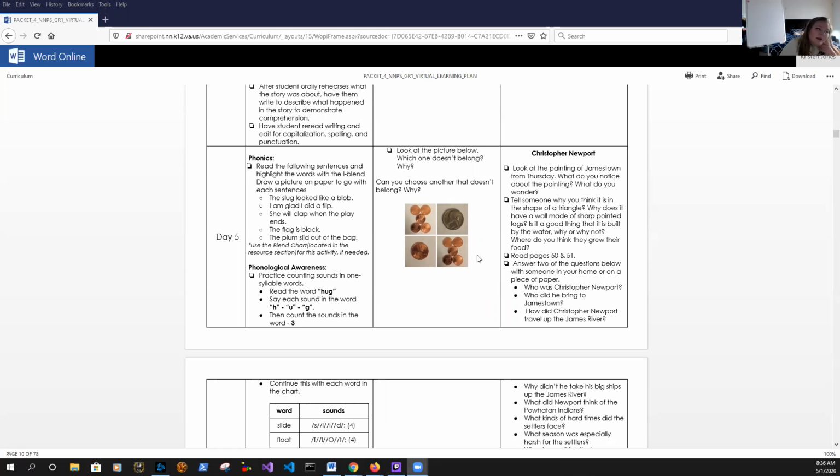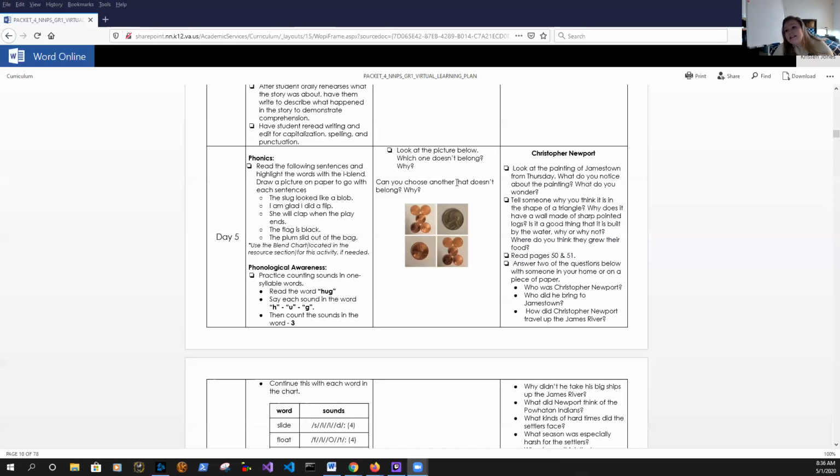it says, look at the picture below. Which one doesn't belong? Can you choose another that doesn't belong? So, out of these 4 pictures, you need to figure out which one doesn't go with the group. Which one stands out or sticks out? After you find one that doesn't belong, that doesn't go with the rest of the group, see if you can choose another one that doesn't belong.